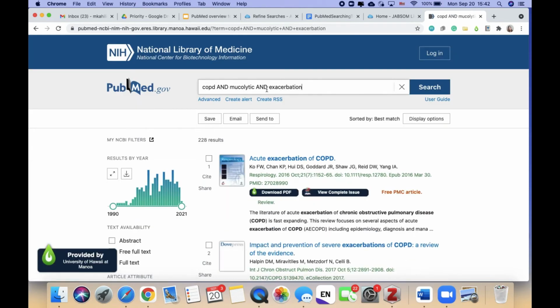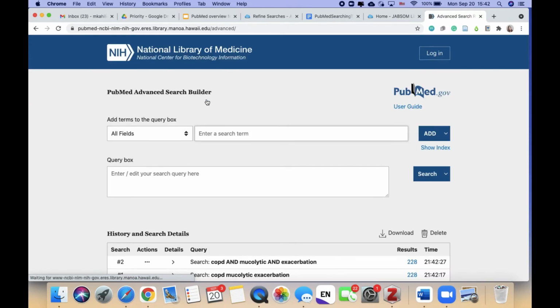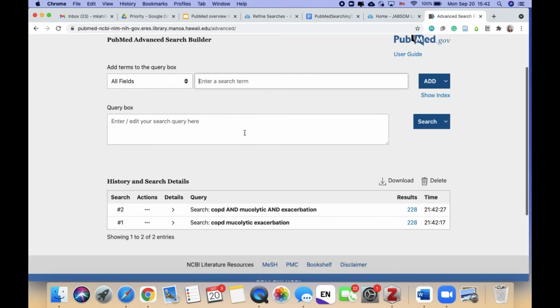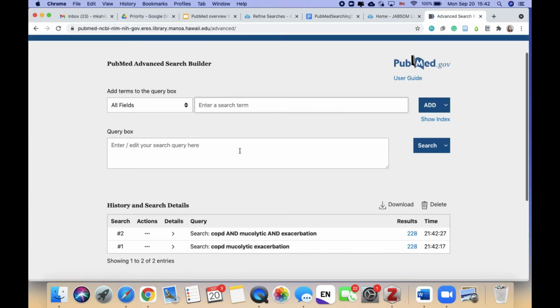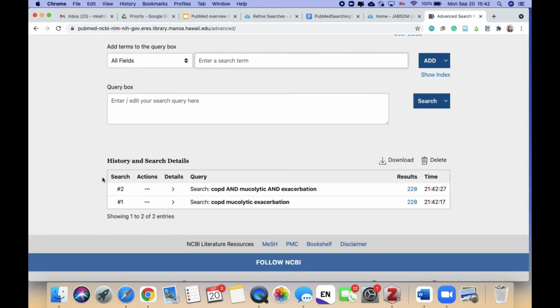Okay, so next, I want to see how PubMed is translating the search. I'm going to click on Advanced. It's right underneath my search bar. This is my search history and my search details. I can also run some advanced searches in these boxes up above, but for today we're going to concentrate on what's here in search details.